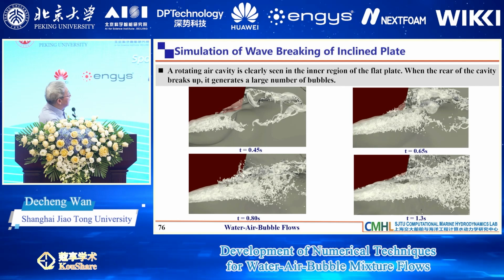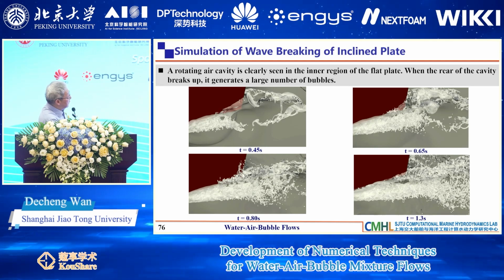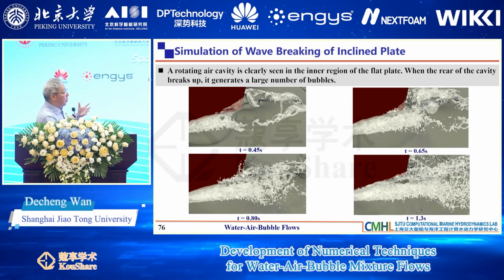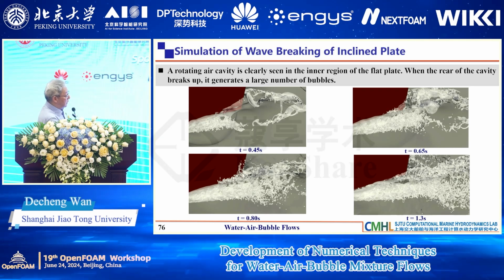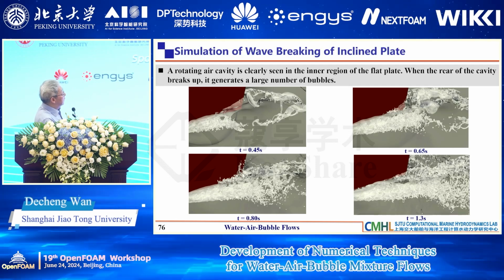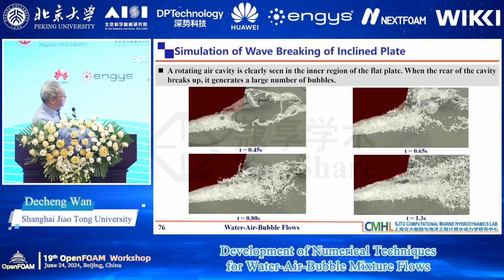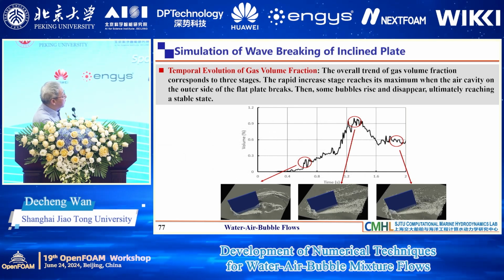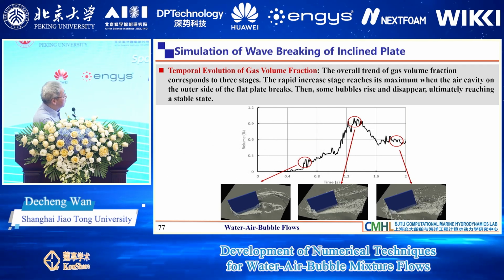So you can see the rotating air cavity. You can see the air-water structure, the turbulence structures. You can see very clearly the rotation of the air cavities. And okay, then we can get this gas volume fraction, the temperature evolution.